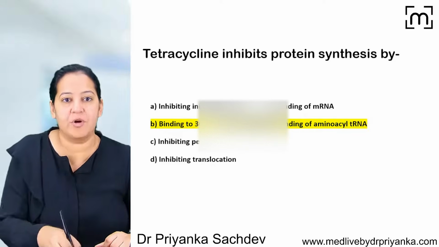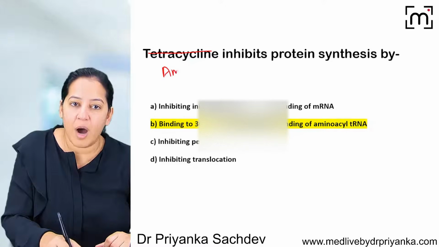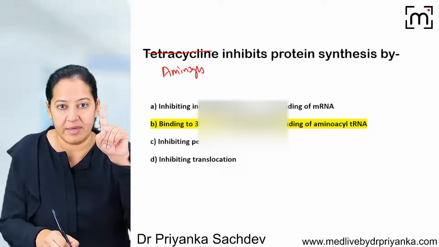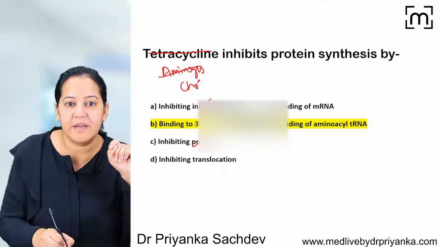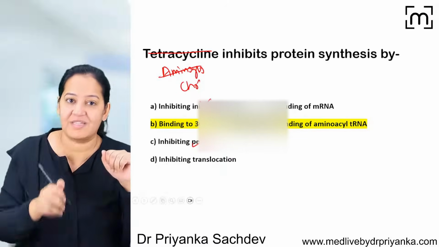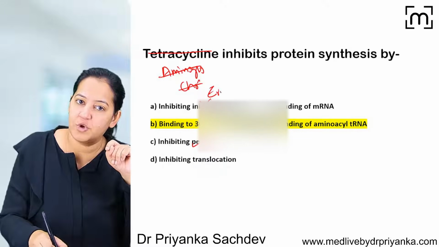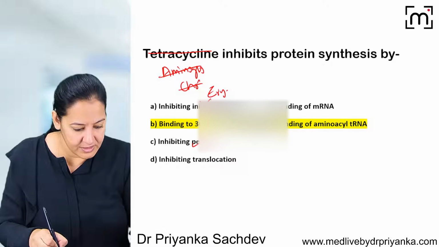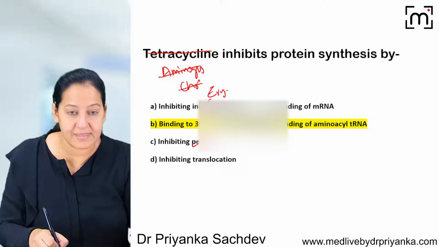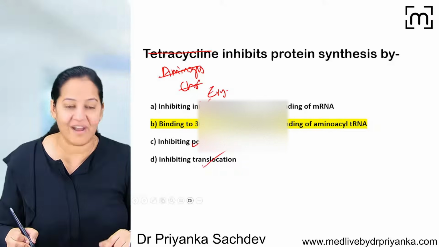Now if I change the same question, instead of tetracycline, to aminoglycoside, the answer is 1. It inhibits initiation, step number 1. If I change the question to chloramphenicol, the answer will become C. It inhibits peptide bond formation, step number 3. And if I change the question to erythromycin or any of the macrolides, azithromycin, roxithromycin, the answer will become D. You all are absolutely right.